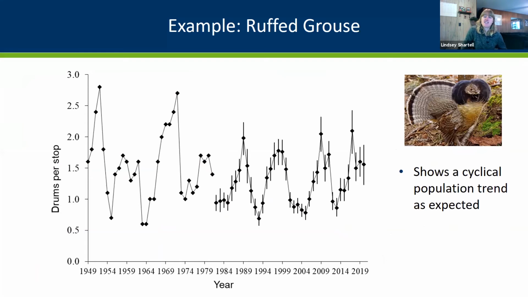Ruffed grouse populations are known to follow a 10-year cyclical pattern of highs and lows, so it's expected that we should see a cycle of highs and lows in the population index. And that's exactly what we see when we look at the data from the past 50 years. Generally, the highs and lows are similar around the average over time, suggesting that the statewide population is stable.